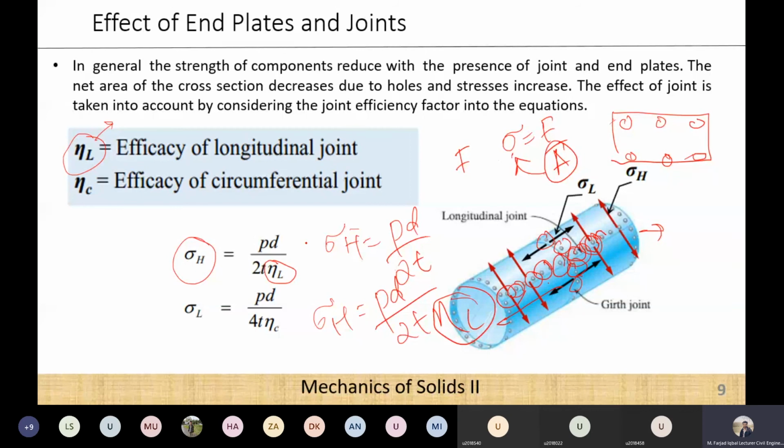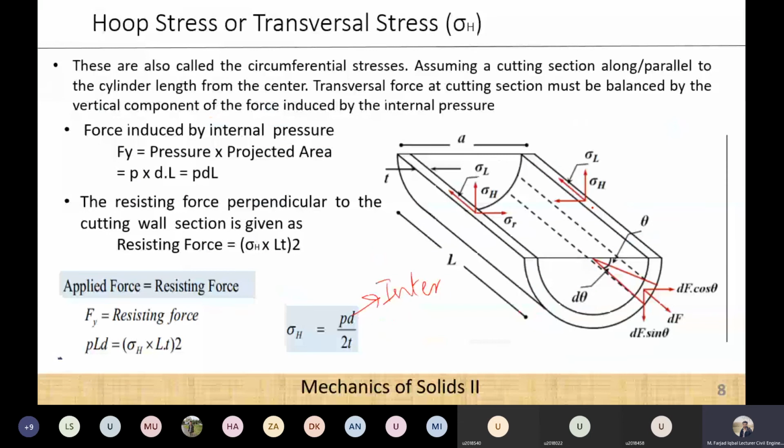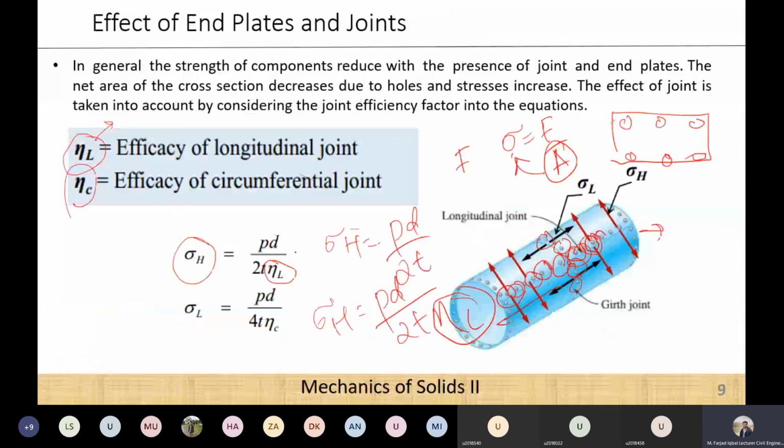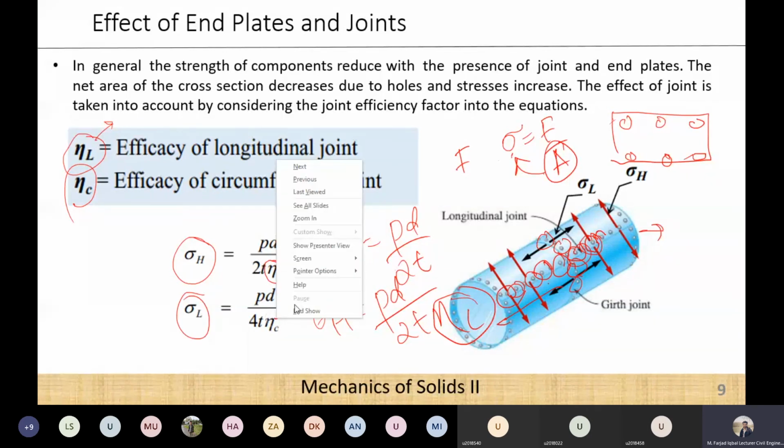for example, in this figure, we see that we cut the section, or we cut the longitudinal section, and in the longitudinal section, hoop stresses are provided. So the joints in the longitudinal direction will cause the increase in the hoop stress. And similarly, this factor NC is the efficiency of the circumferential joint, and the joints in the circumference will cause the increase in the longitudinal stress. So these factors depend on the different types of joint, and it will always be specified by the manufacturer.